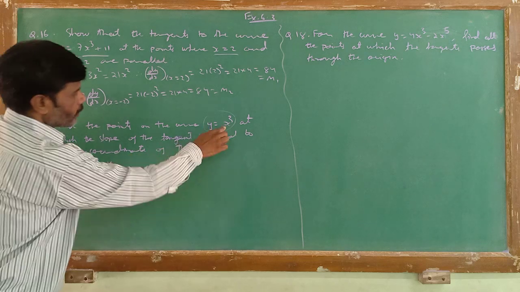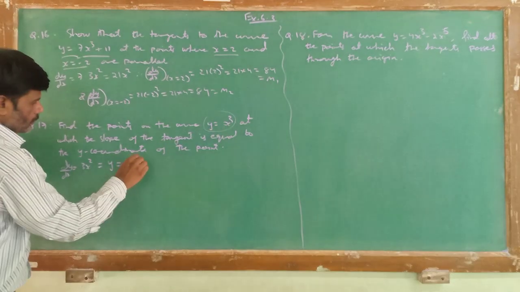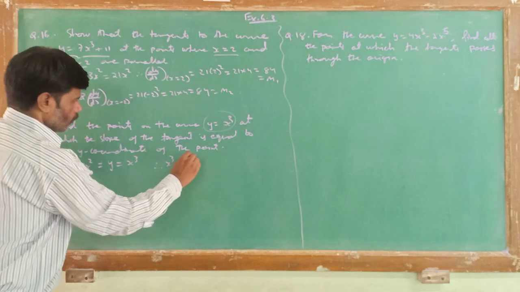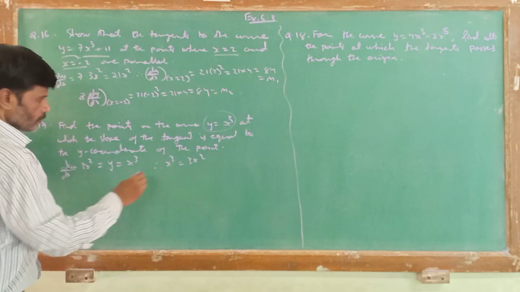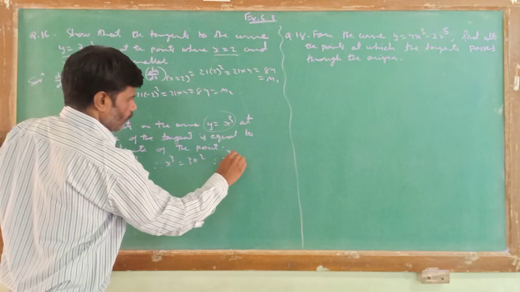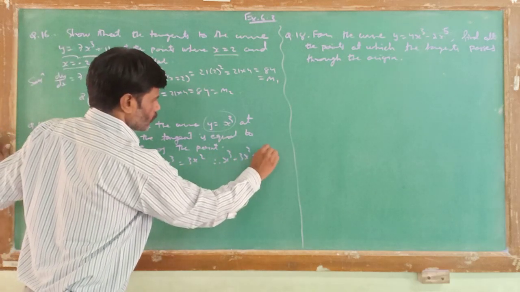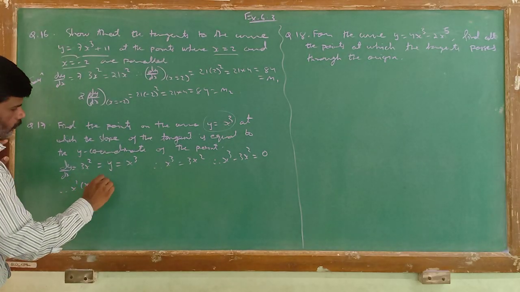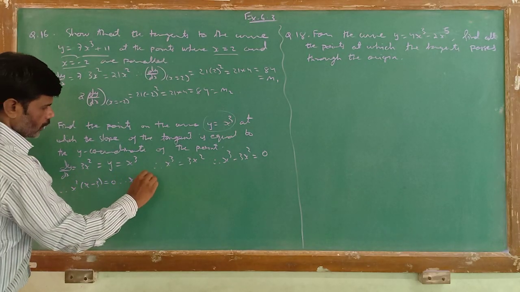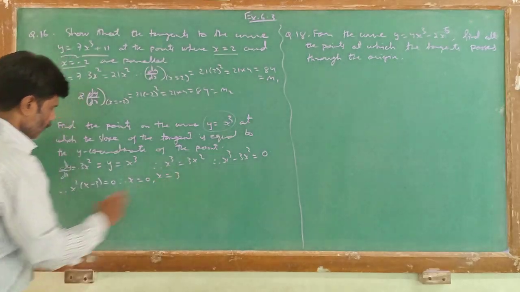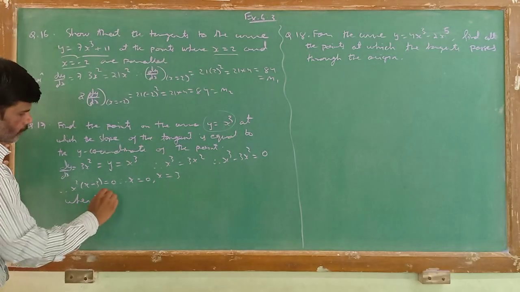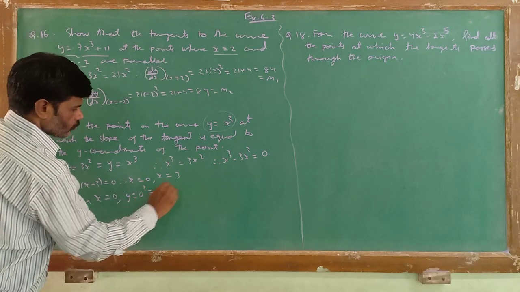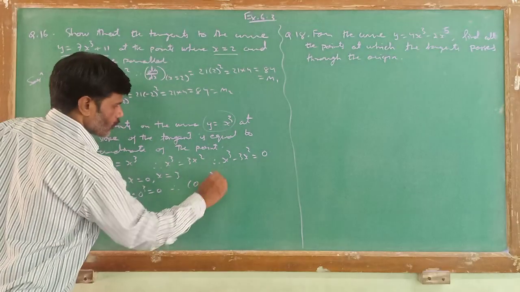Also y is given as x cube. So therefore x cube is equal to 3x square. So x cube minus 3x square is equal to 0. Taking x square common, x square into x minus 3 is equal to 0. It means x equals 0 or x equals 3. Now when x equals 0, y is 0 cube, that is 0. So one point we got is 0 comma 0.